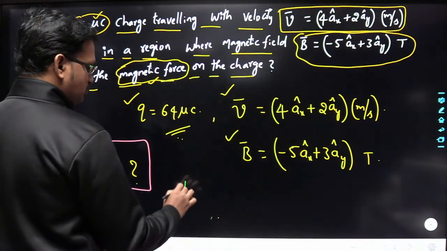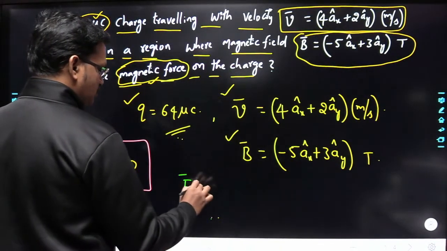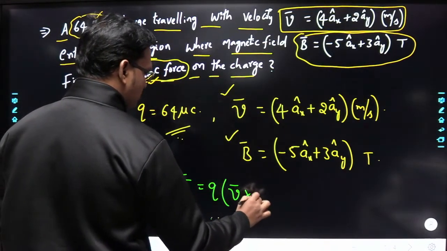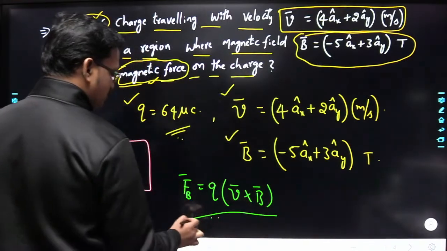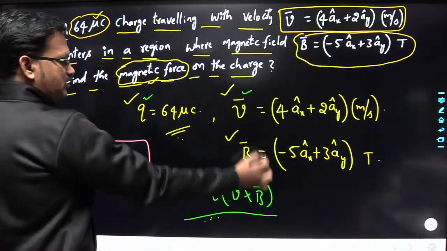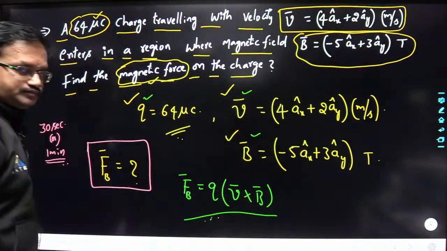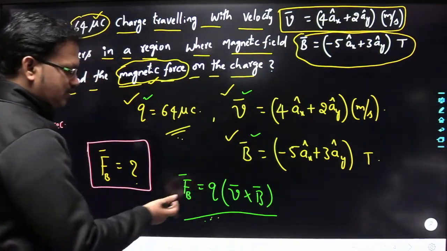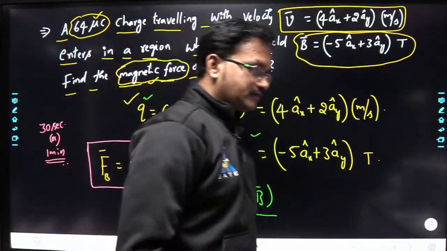So magnetic force is equal to what? Is equal to Q into V bar cross B bar. You know this one, right? They have given the Q value, the V bar value, and the B bar value. Understood? If you know the cross product, then you can tell the answer.